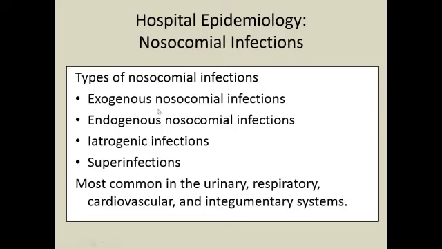There are exogenous nosocomial infections. In other words, these are infections that arise from contacting a pathogen once you're in the hospital. So in other words, it came from outside of the patient's body. Then there are endogenous nosocomial infections. These are basically opportunistic pathogens that the patient has brought in, but because they're sick or injured from something else, their immune system is suppressed and they have an opportunistic infection.